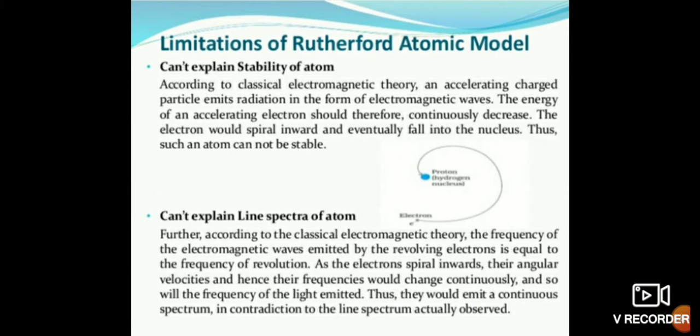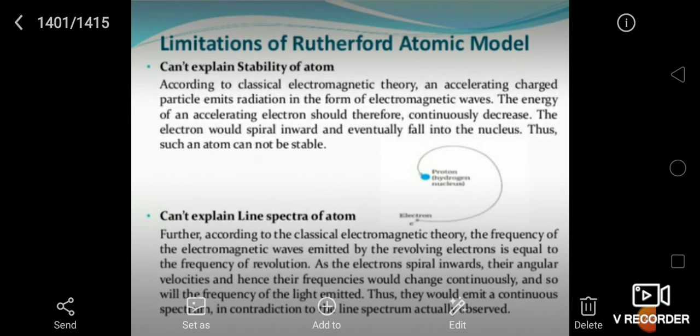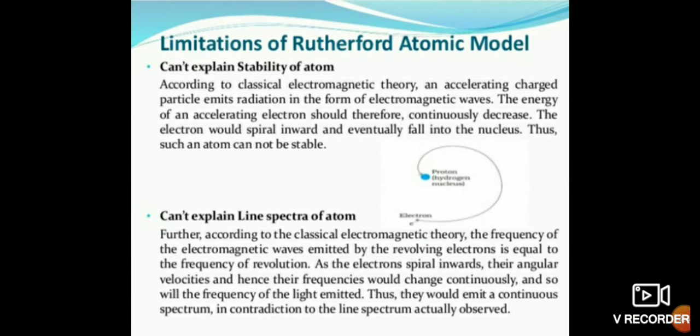Limitations of the Rutherford atomic model. It cannot explain the stability of the atom. According to classical electromagnetic theory, an accelerating charged particle emits radiation in the form of electromagnetic waves. The energy of an accelerating electron should therefore continuously decrease. The electron would spiral inward and eventually fall into the nucleus. Thus, such an atom cannot be stable.